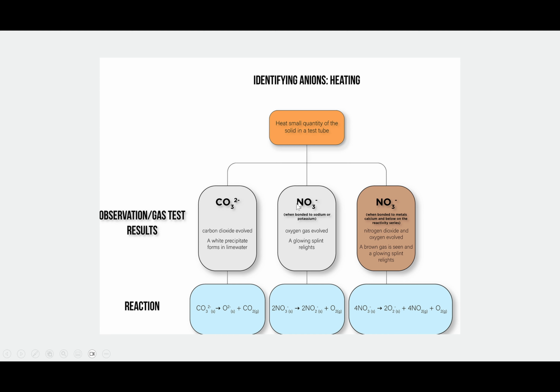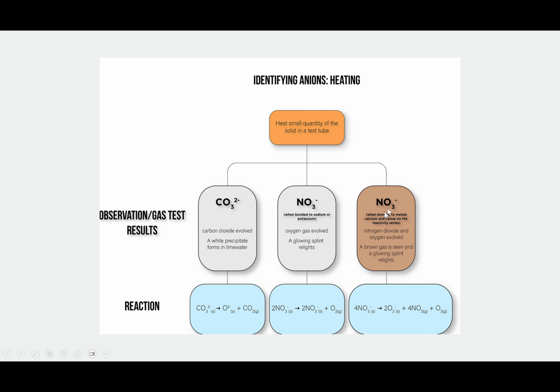Okay, so now, if we look at the nitrate, NO3, when bonded to sodium or potassium, oxygen will be evolved, and oxygen will relight a glowing splint. That is how we can tell. So if it relights a glowing splint, then it is possible that oxygen is being evolved, and the anion in question would be NO3 negative.